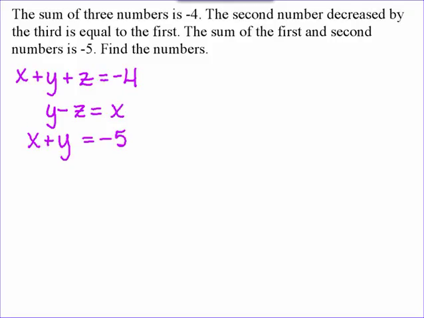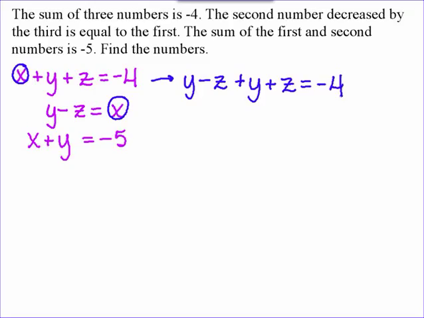Okay, I could do substitution right here for x. I'm going to substitute this x in its place. When I do that, I get y minus z, that's in place of x, plus y plus z equals negative 4. So let's see again what I did. I took x equals y minus z and plugged that right in here. So I ended up getting y minus z, and then I still have my plus y plus z equals negative 4.